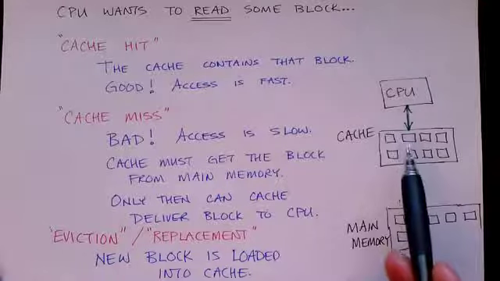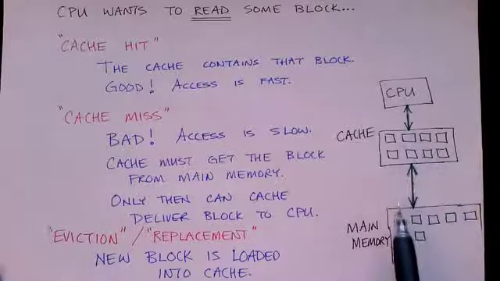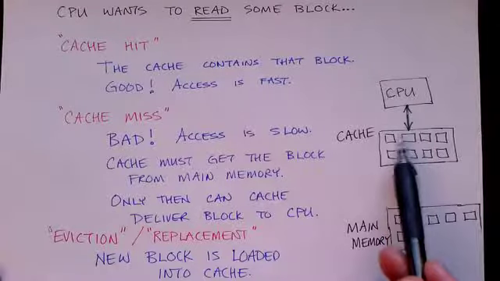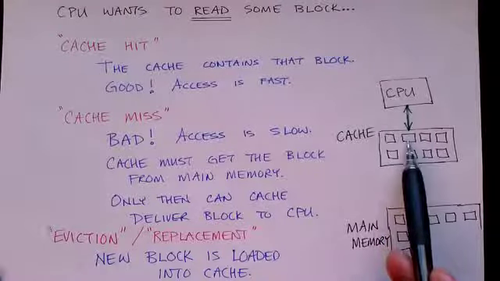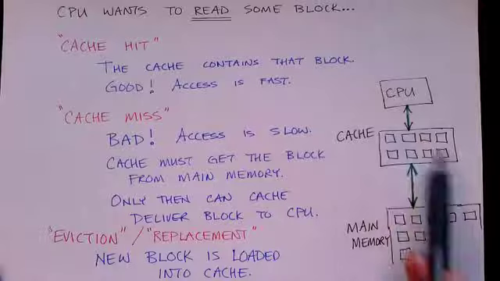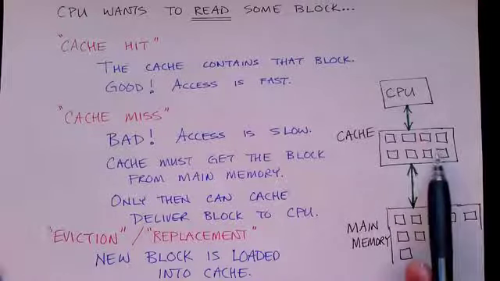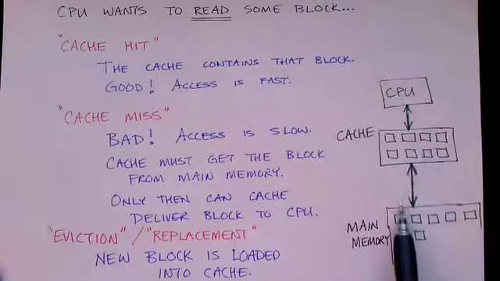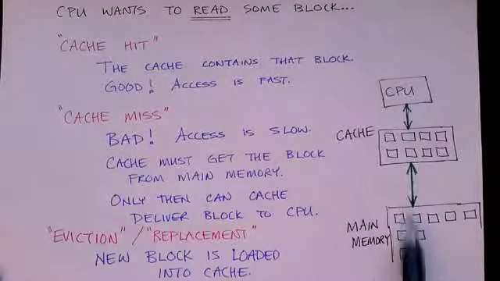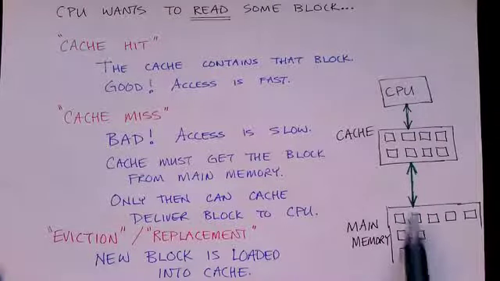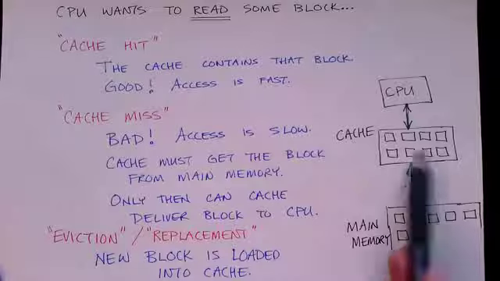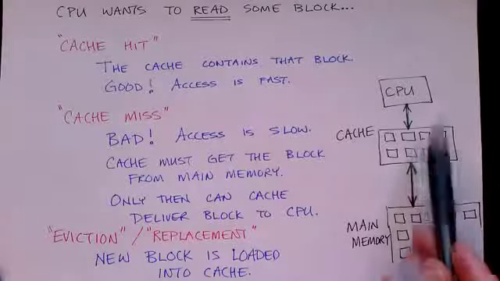So if it's a miss, the cache has to get the block from main memory. So the CPU asks the cache for a particular block, and if that block is not among the blocks that are stored here, then the cache has to ask the main memory for that. And the main memory will then send that block to the cache, and the cache can then forward the data to the CPU.